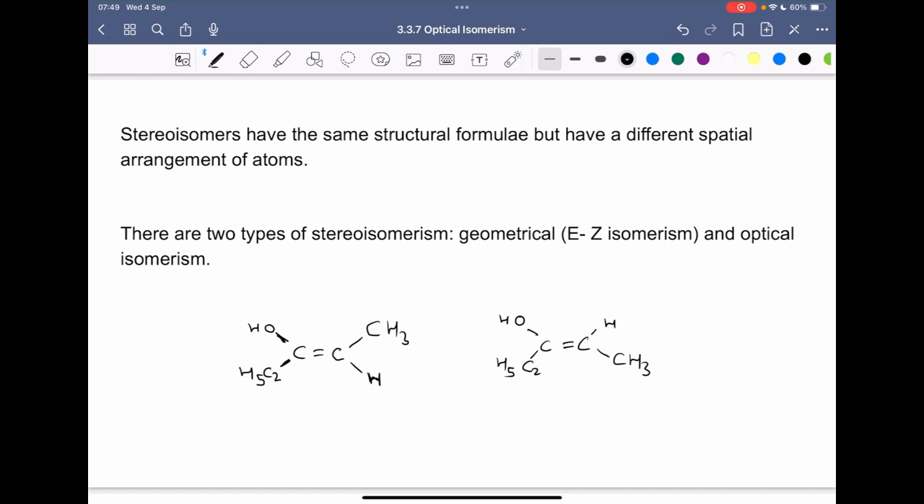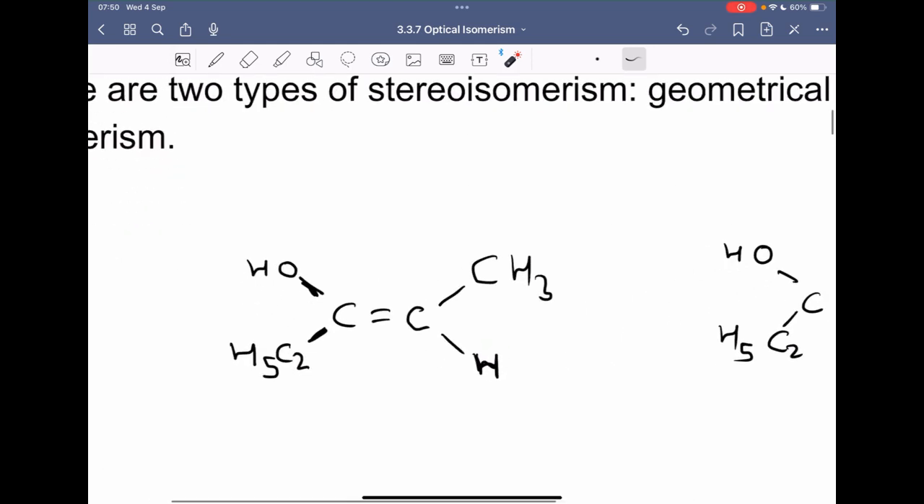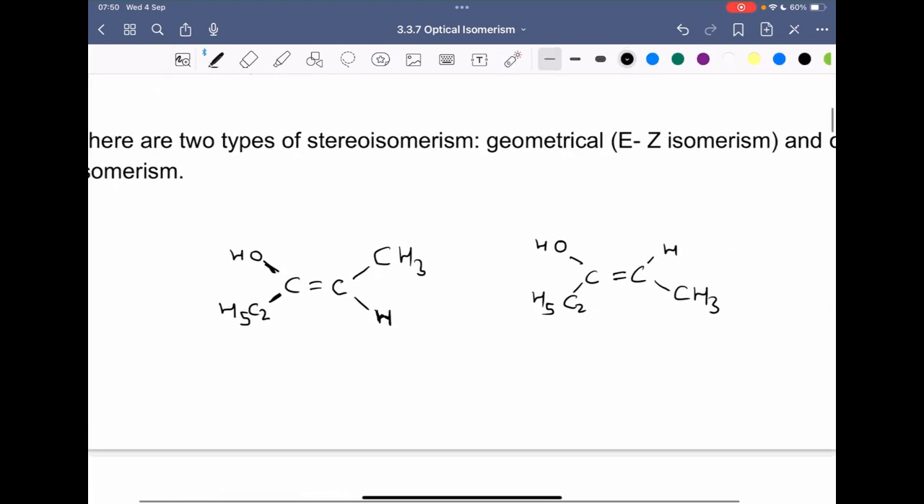Now if you think back to year 1, you guys went through geometric isomerism. Now this is a type of stereoisomerism, and if you just remember the definition, it is a compound with the same structural formula but have a different spatial arrangement of atoms. Okay, so in year 1 what this meant was like these both have the same structural formula.